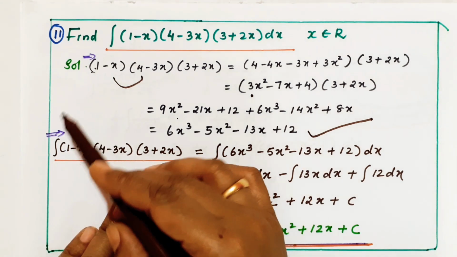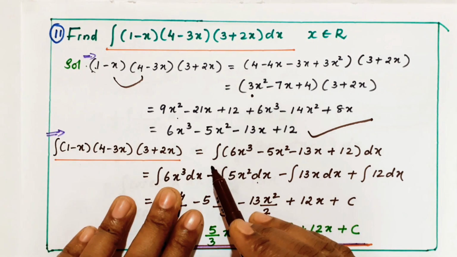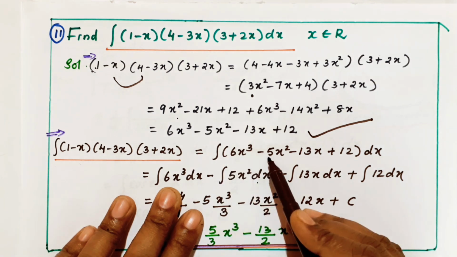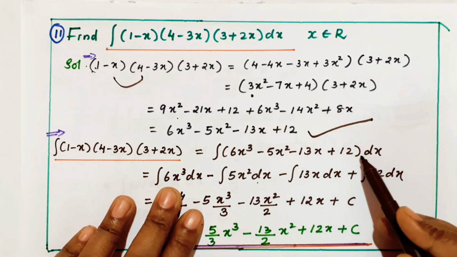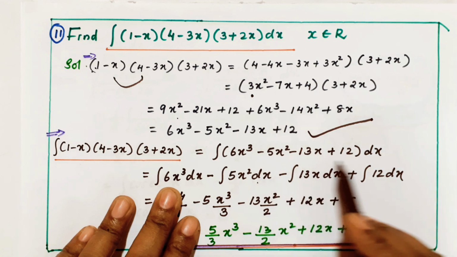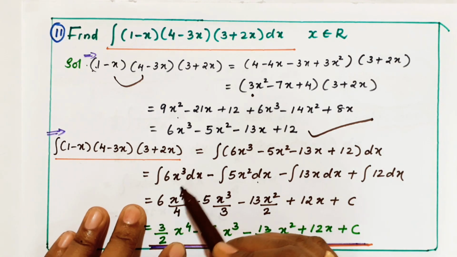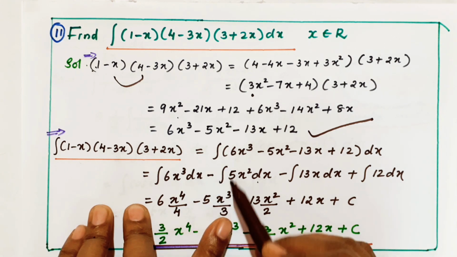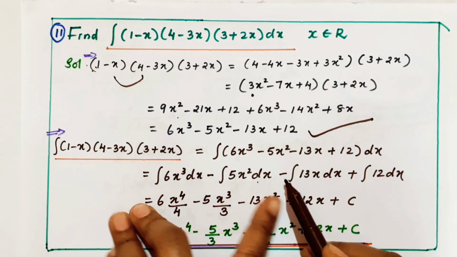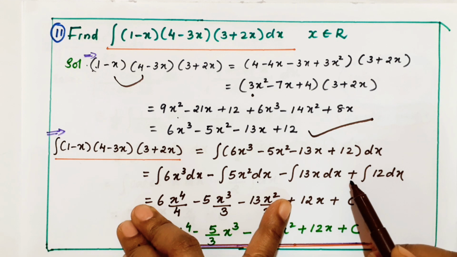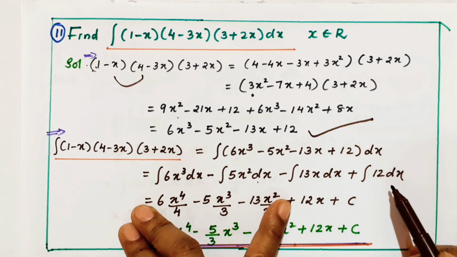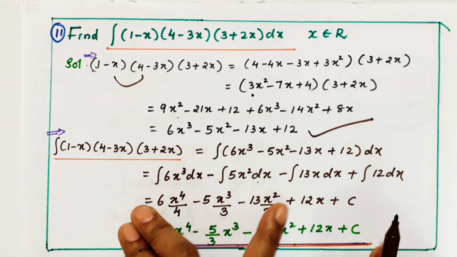Now if we need to integrate the term, I put the integration symbol. Integral of 6x cube minus 5x square minus 13x plus 12 dx. Now we know what you should do. You have to separate each term. That is integral of 6x cube dx minus integral of 5x square dx minus integral of 13x dx plus integral of 12 dx.